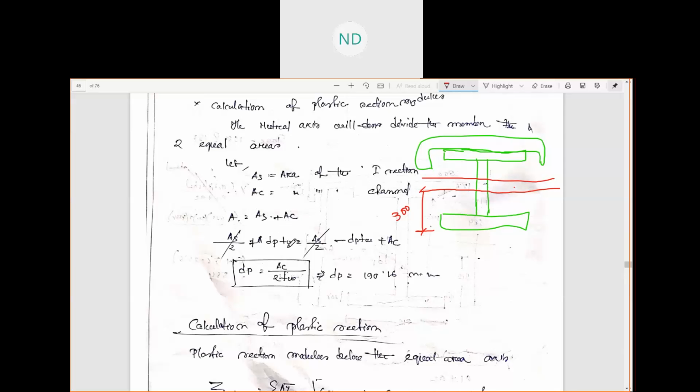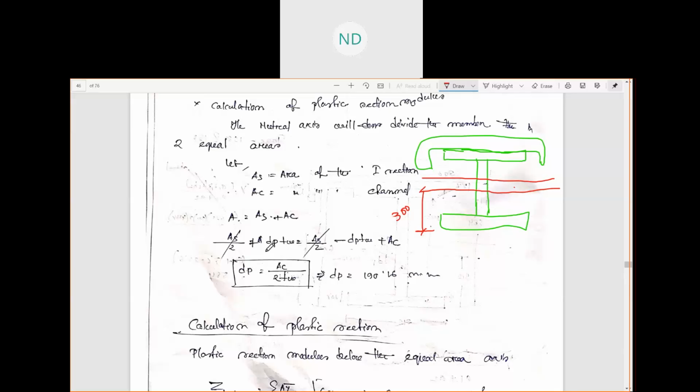Now, if you see the top and the bottom, equating this, we'll get AS by 2, that is this area. We are considering AS plus AC, the area of the I section and the area of the channel section. Since your neutral axis is dividing the entire member into two equal areas, this is the bottom portion and this is the top portion. We can equate these two with the help of this neutral axis.